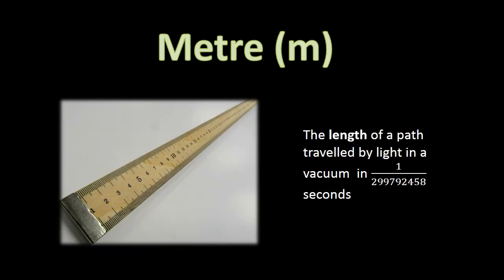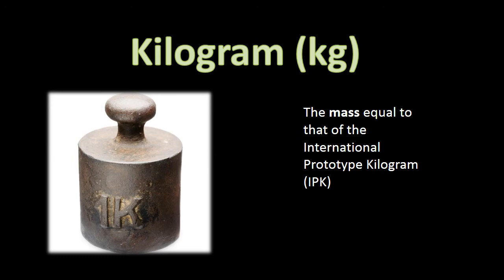The meter measures length. It uses the speed of light as its reference. The kilogram measures mass. The kilogram is actually the only base unit which still uses a physical object as its reference. There is research currently underway to redefine the kilogram according to the natural constants, making it consistent with the other base units.